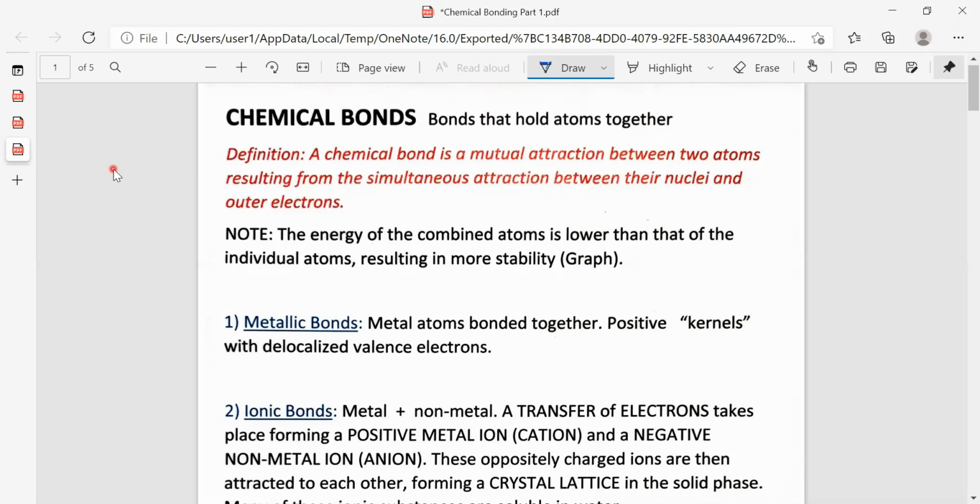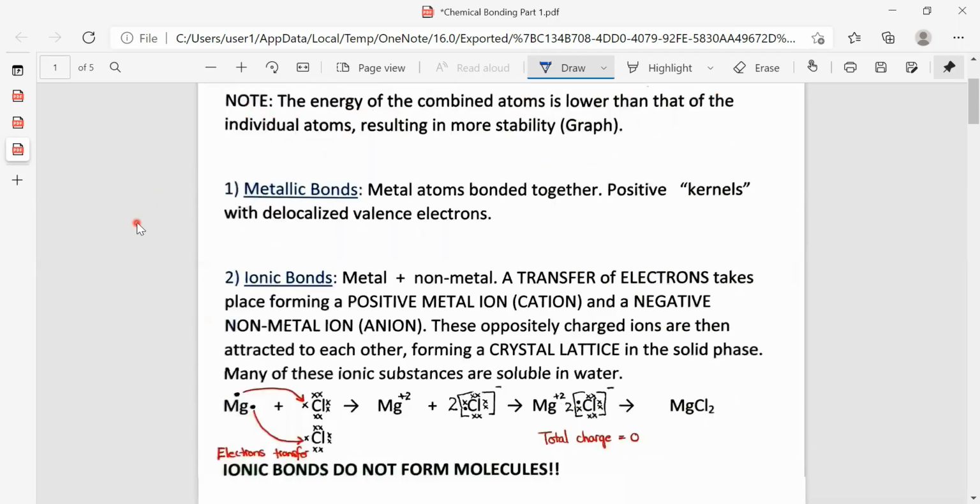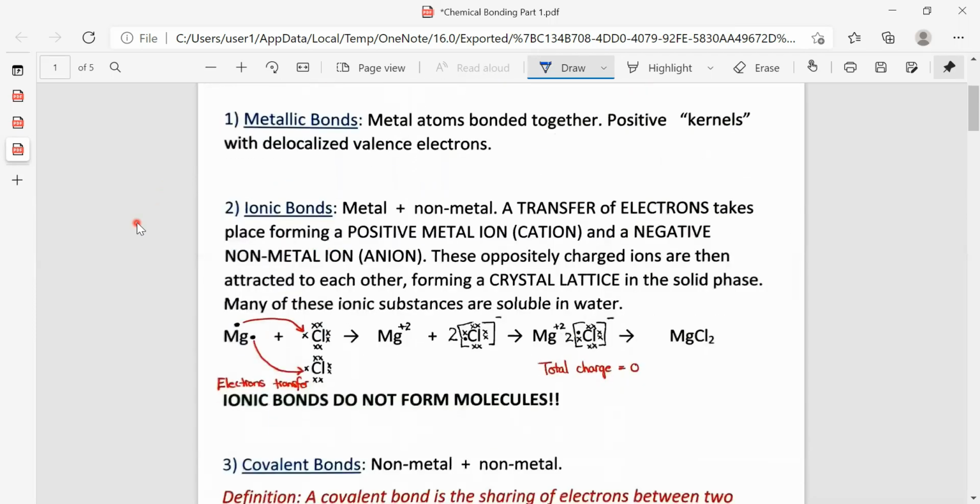electrons. Note that the energy of the combined atoms is lower than that of the individual atoms, resulting in more stability. I'm going to be referring to the graph in a moment. There's a graph that you need to know that goes with this. The three types of chemical bonds that you need to know of are the metallic bond, the ionic bond, and the covalent bond.